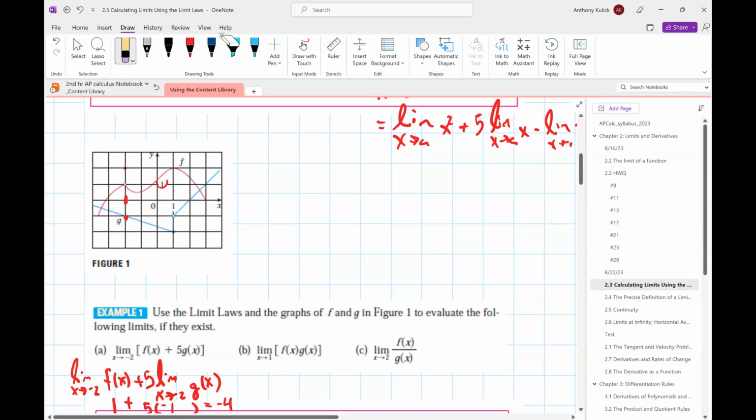Let's do another. If that wasn't super clear, let's do it again. So again, my limit rules allow me to rewrite this as the product of the two limits. If I find 1 for x, that's here. So the limit as x approaches 1 of f of x appears to be that, which is just the number 2.